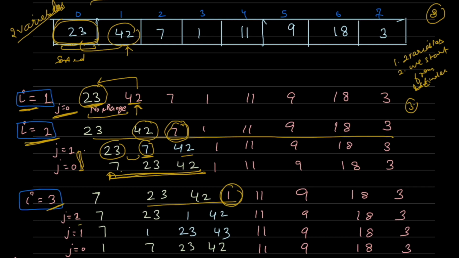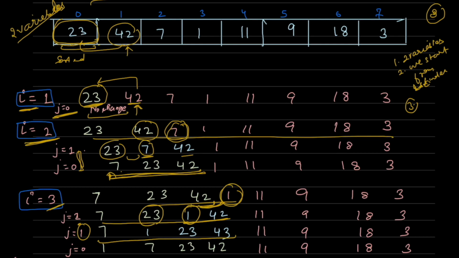Now in j equals 2, we would be comparing 1 with the element present just before it, which is 42. Since 1 is smaller than 42, we will do the swapping, and the position would be this: 7, 23, 1, 42. Now we move to the next iteration, j equals 1. We'll compare 1 with the element present before it, which is 23. Again, 1 is smaller than 23, so there would be a swapping. After the swapping, the state of the array becomes this.